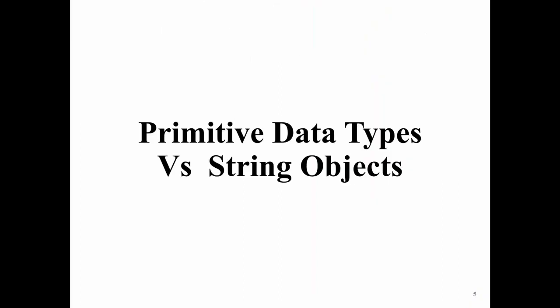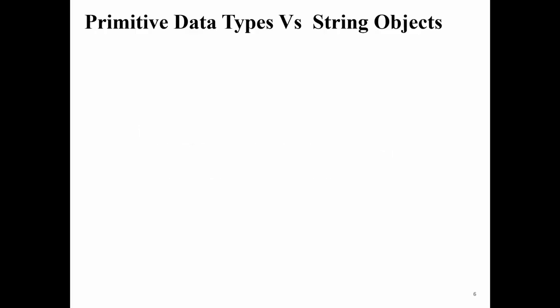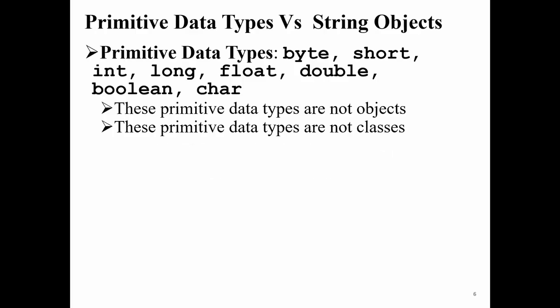Before I start, I will remind you of the most important thing, based on your answers: a primitive data type and a string object. A primitive data type is not an object. String is a data type that is actually an object. A primitive data type is byte, short, int, long, float, double, boolean, and char. Now, these are primitive data types.